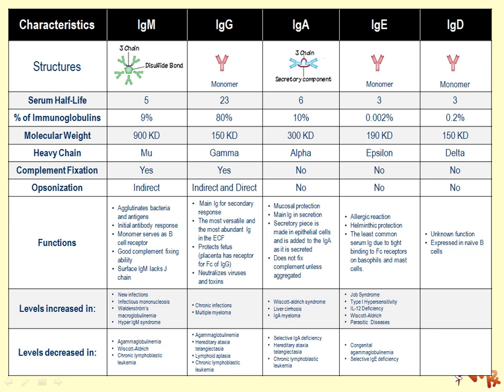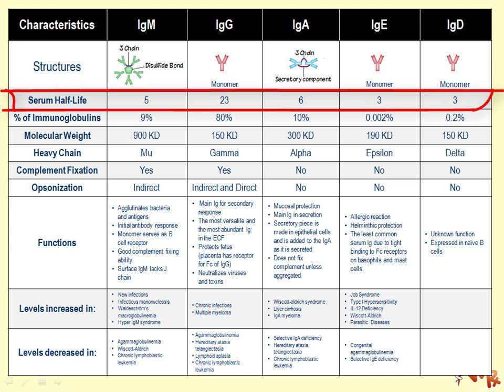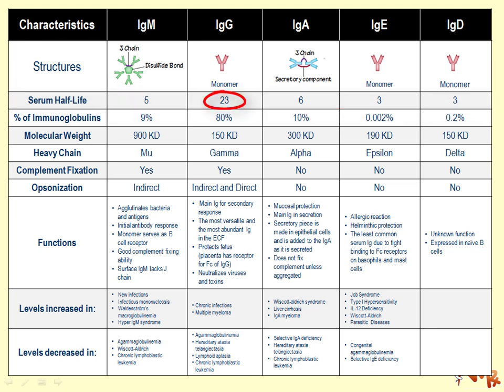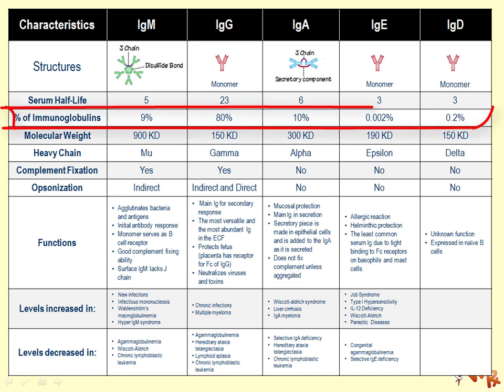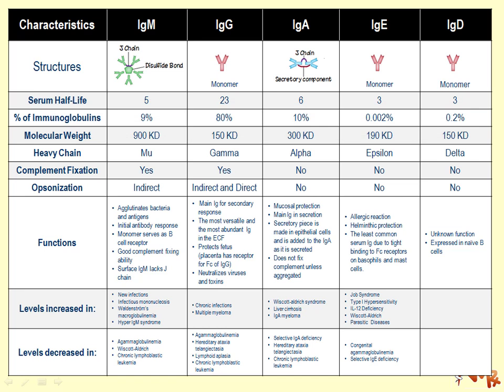Looking at the serum half-life of these in days, just to know, the longest half-life belongs to IgG, about 23 to 25 days. The rest of them are almost similar, 3 to 5 days, to make it simple. When you look at the percentage of the immunoglobulins, by far, the most abundant one, 80%, is IgG. And the next two abundant ones are IgM and IgA. The least abundant, at least in the serum or plasma, is IgE.